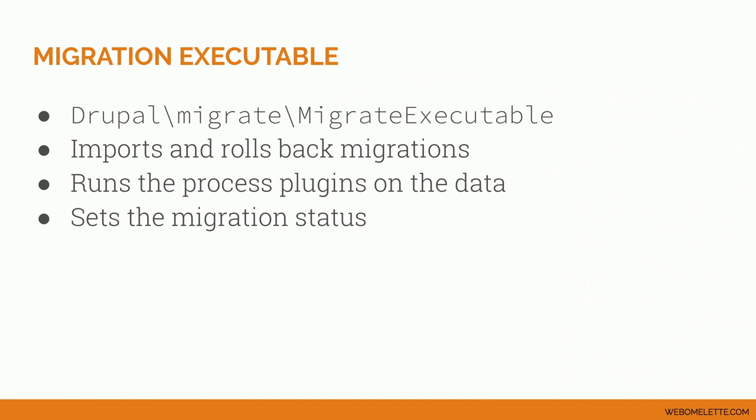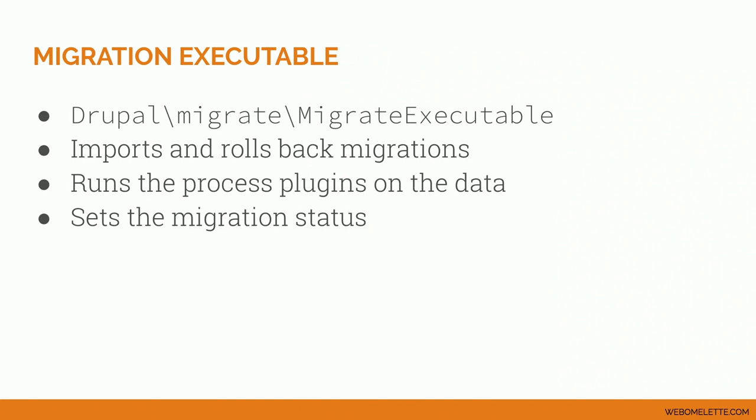Another part that I want to mention in this whole ecosystem, now that we have the migration and the orchestration of the three plugin types: how does this thing work? How does it run? In comes the migrate executable, which executes the migration. Namely, it imports the data or rolls it back. And that's really cool because we have the opportunity to roll back to a clean state using that ID mapping that I mentioned before.